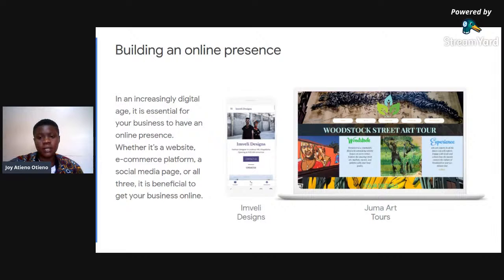presence. Whether it is a website, whether it's an e-commerce platform, whether it's a social media page, or even all the three, it is beneficial to get your business online. The benefits of taking your business online are huge and many, right? So as we're living in an increasingly digital world, it's important. And it is no longer a choice, because if you want your business to stay for long and be competitive, then it means it's inevitable that you need to go.